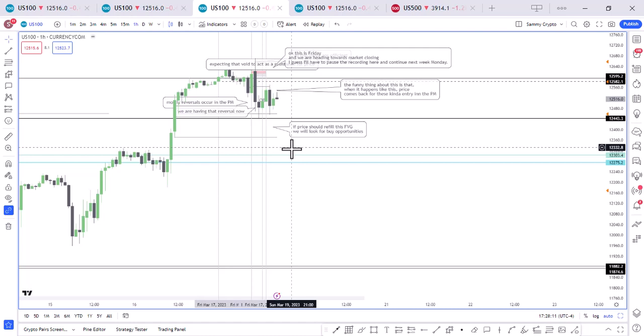I know you might be asking what is new week opening gap, what is new day opening gap. I'm going to teach you about that later on, right? But I just want you to understand this.